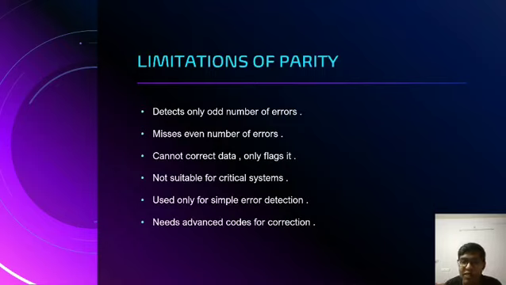Parity bits have their limitations. They only detect an odd number of errors. If two bits flip, the error goes unnoticed. This technique cannot pinpoint the faulty bit or fix it, and its effectiveness drops as data size increases. For critical tasks, parity is not reliable enough, and more advanced approaches such as error correction codes are needed.